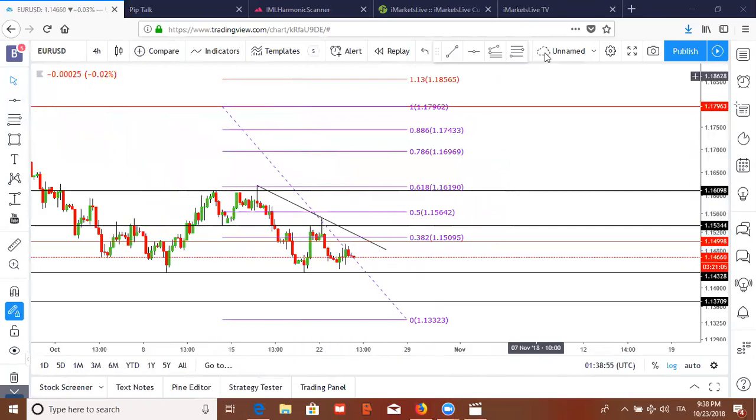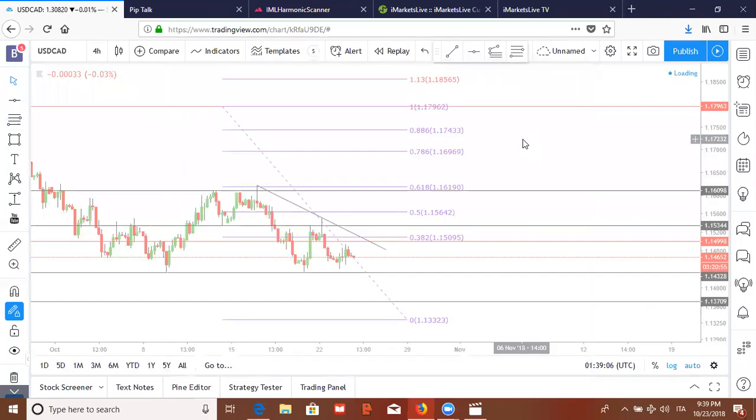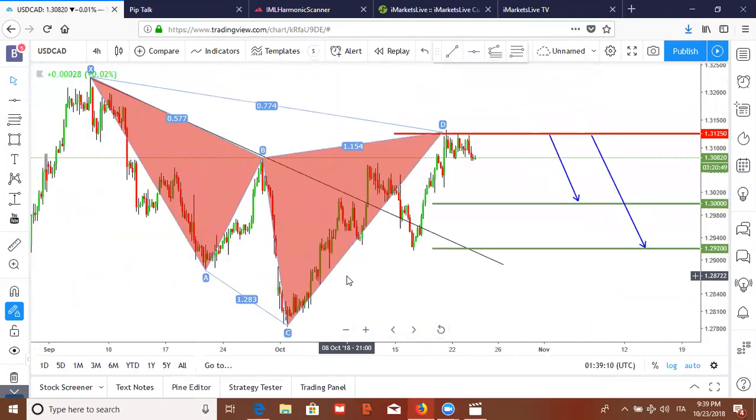So let's look at a trade that we're currently in, USD CAD. How many people are in USD CAD right now for sale? I'm not. All right, cool, no problem.